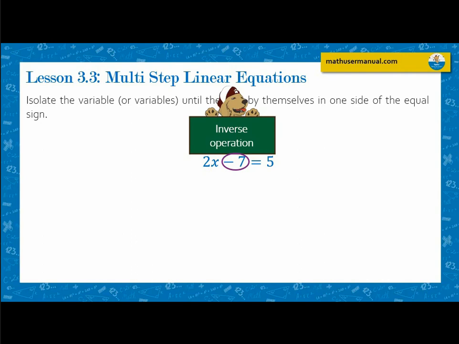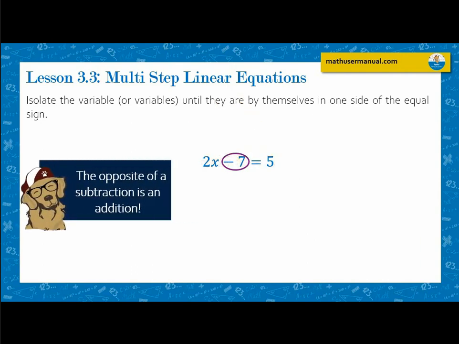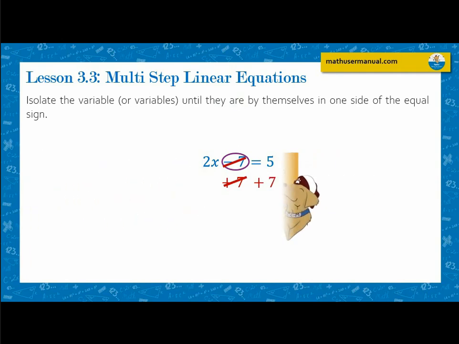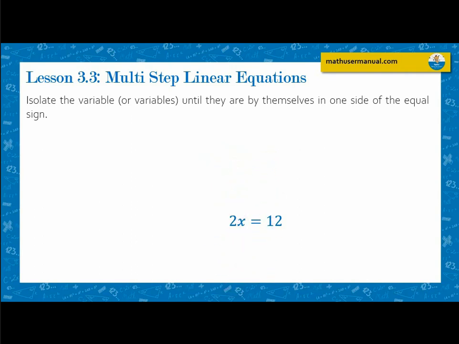Because the inverse operation of a -7, well, it's an addition, we need to put a positive 7. That way they can cancel. One more time, if we do it on one side, we also have to do positive 7 on the other side. Then 5 plus 7 is 12. Let's clean up the board one more time. We have 2x equals 12.